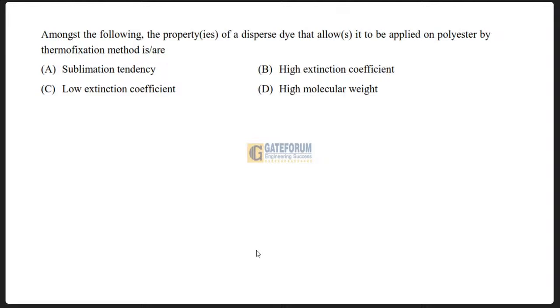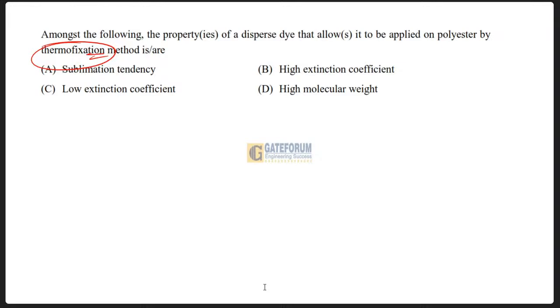among the following, the property of the dispersed dye that allows it to be applied on polyester by the thermofixation method is. So the property of the dispersed dye that allows thermofixation: thermofixation means you give a fixed temperature, around 180 to 200 or 210 degrees Celsius. You just increase the temperature, and it all depends upon the sublimation tendency.